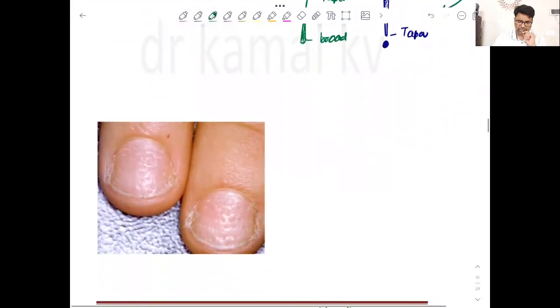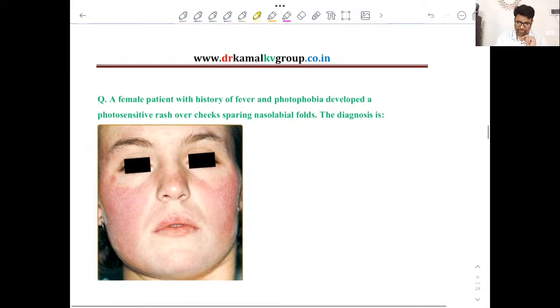So here you can see the pitting of nails, right? So this is all pitting of nails which may be seen in alopecia areata. Okay, so this is pitting of nails, right? Chalo, next question.